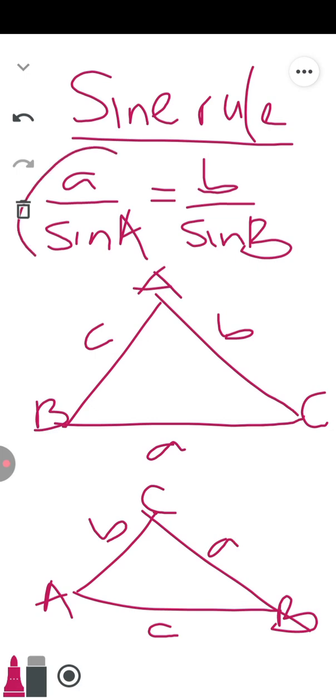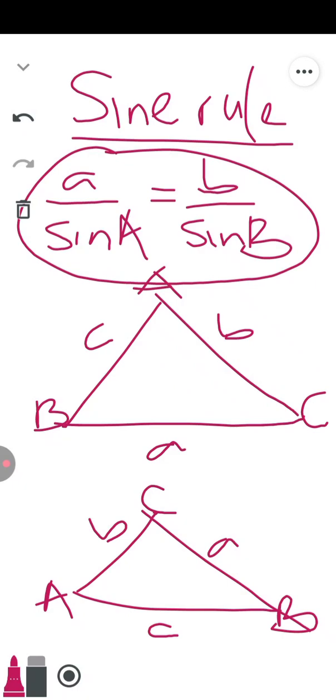So back to the formula. The formula says side a over sine A, that's angle A, is equal to side b over sine B, that's capital B, angle B.